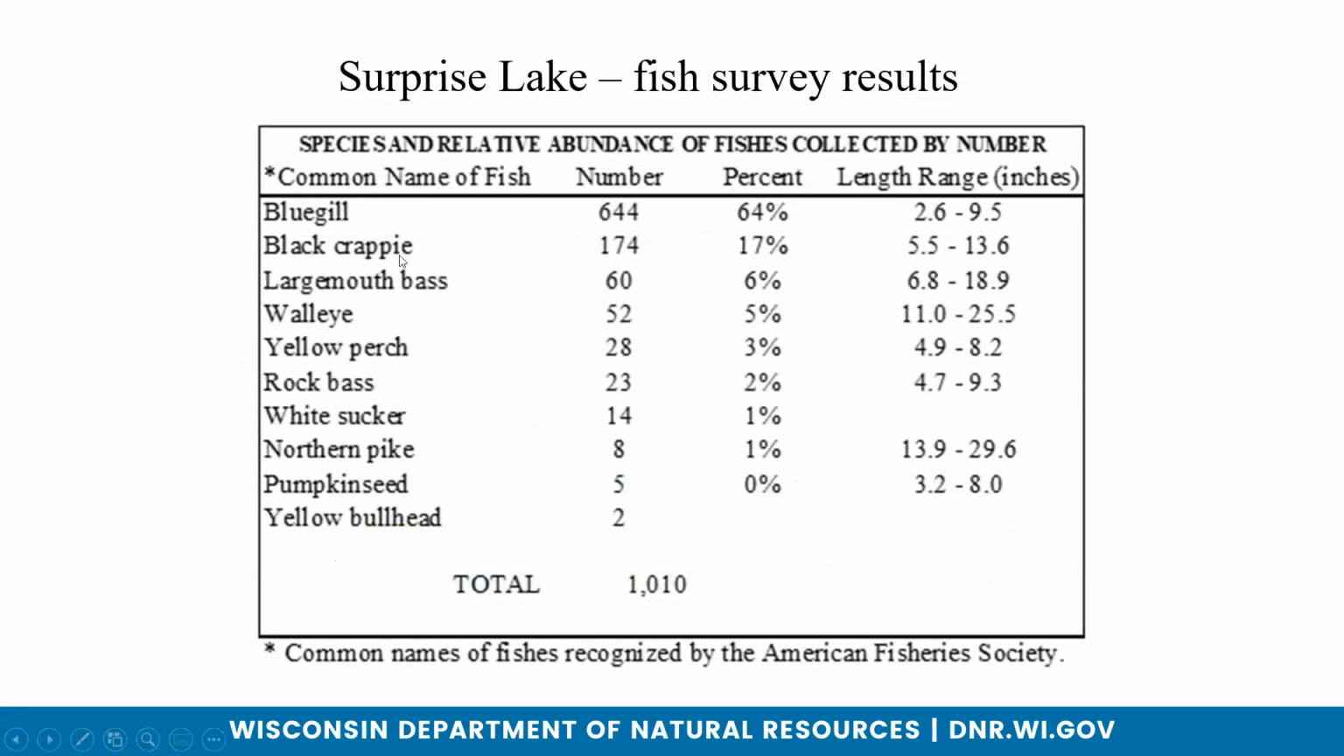So we did a fish survey on Surprise Lake back in 2016. And again, we did an electrofishing one-night survey, and we also did four or five days of fyke netting on your lake. And this would have been done in April. And these were our survey results, with bluegill being the most abundant, followed by black crappie, largemouth bass, walleye. We collected 52 walleye, which I'll talk a little bit more about since our stocking history only goes back to 2014. There was already an existing population there. And then you can see, followed by a couple panfish species, white sucker, a few pike, pumpkinseed, and a couple bullheads. And here's the size range.